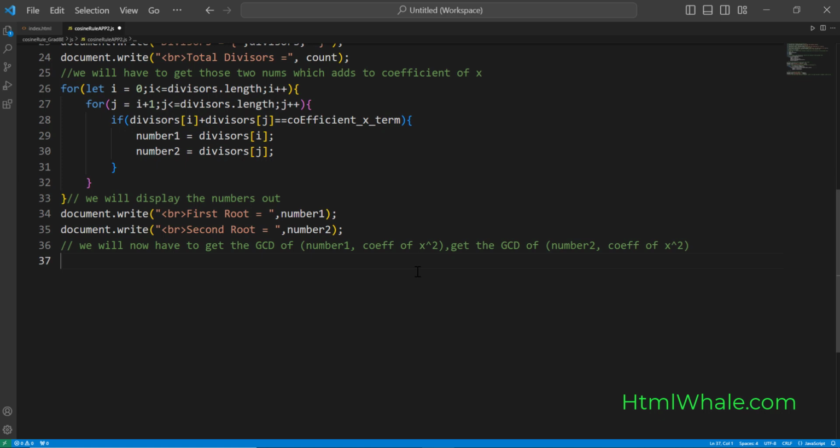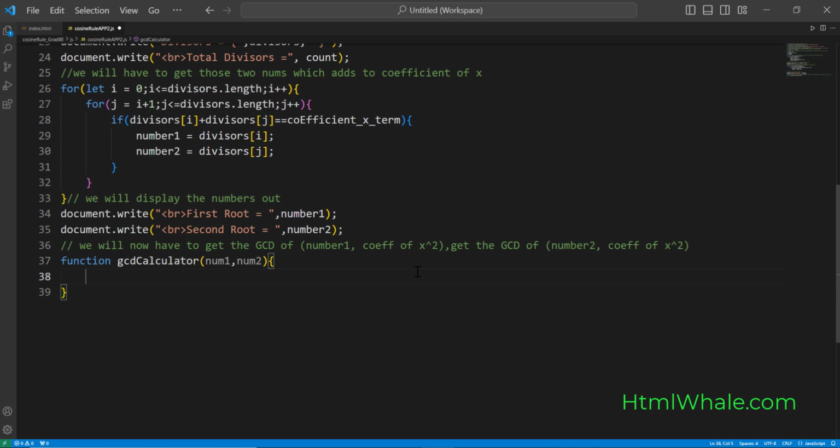So for that we need to call a function, because we cannot be writing code for the GCD calculation redundantly. So we want to avoid that. So first I'm going to create a function. I'm going to say GCD calculator, and I'm going to pass two values, number 1 comma number 2. Okay, the function is created.